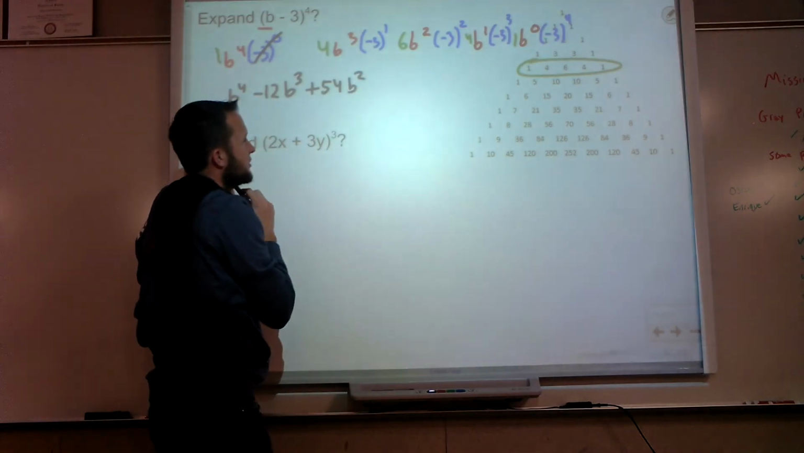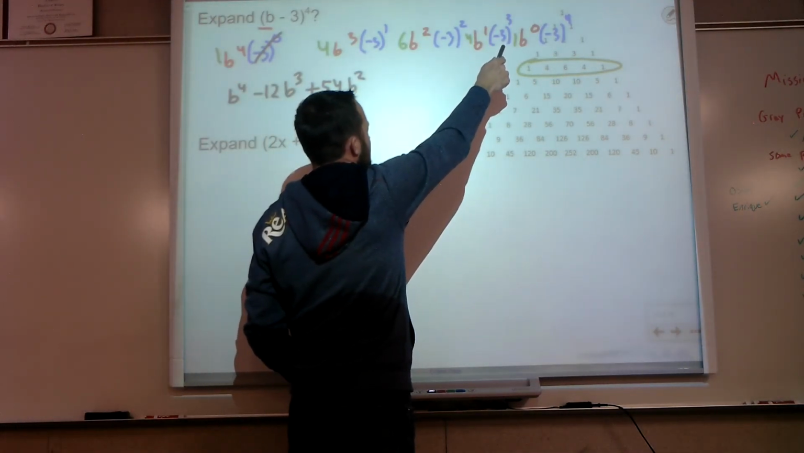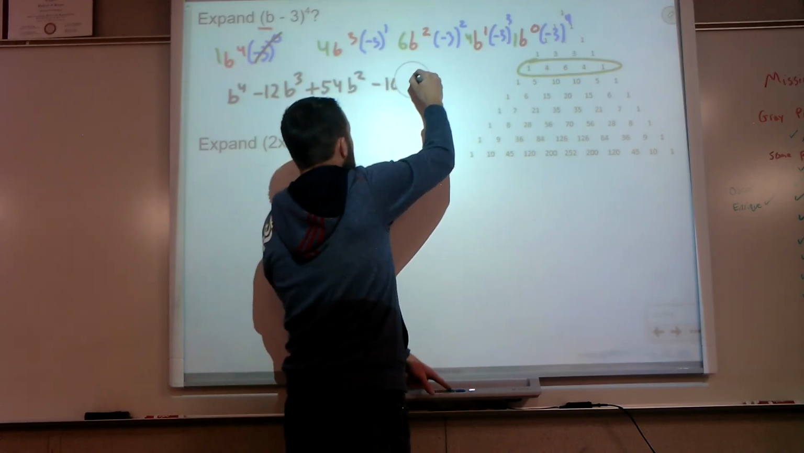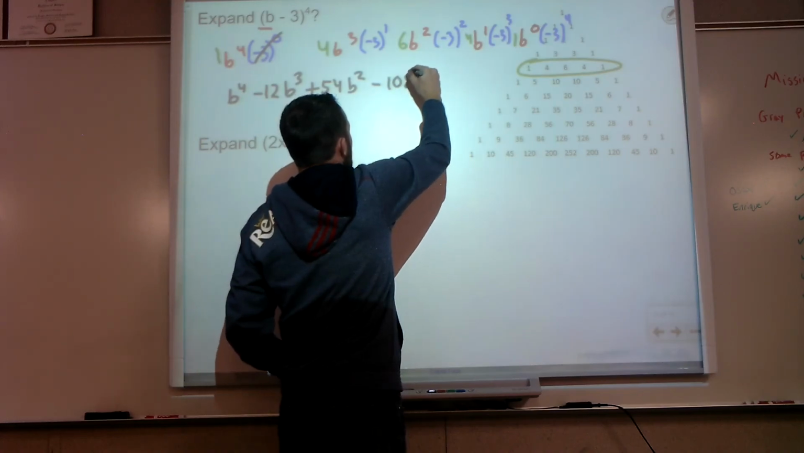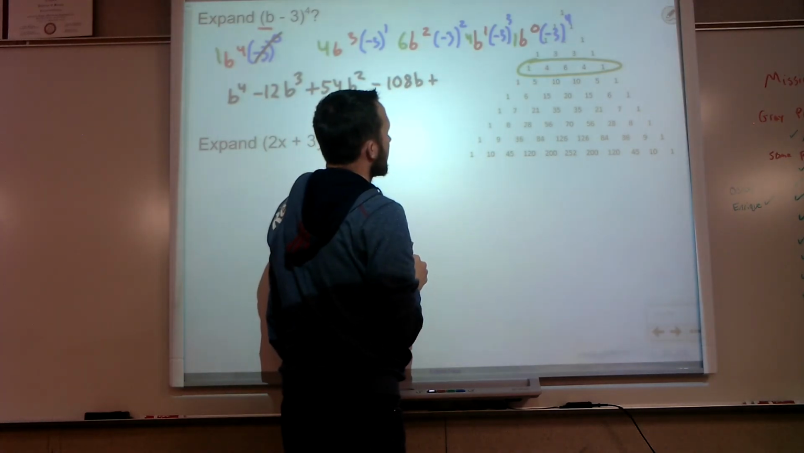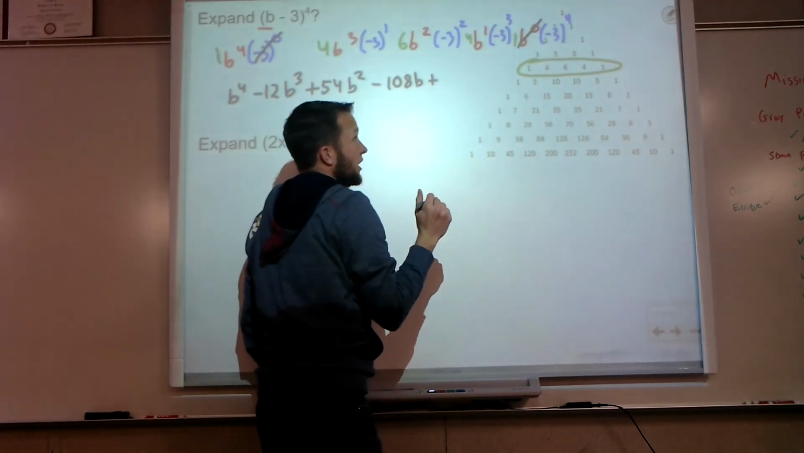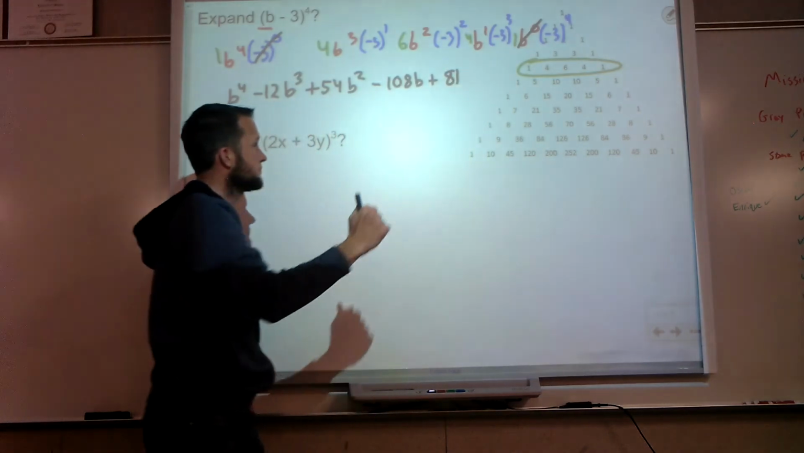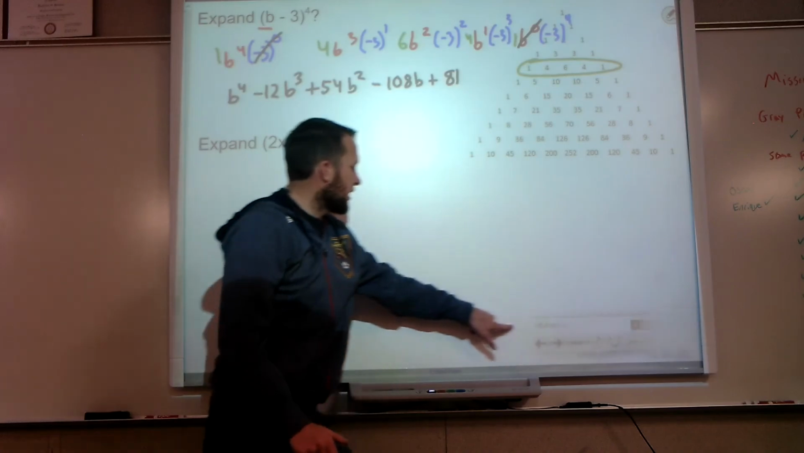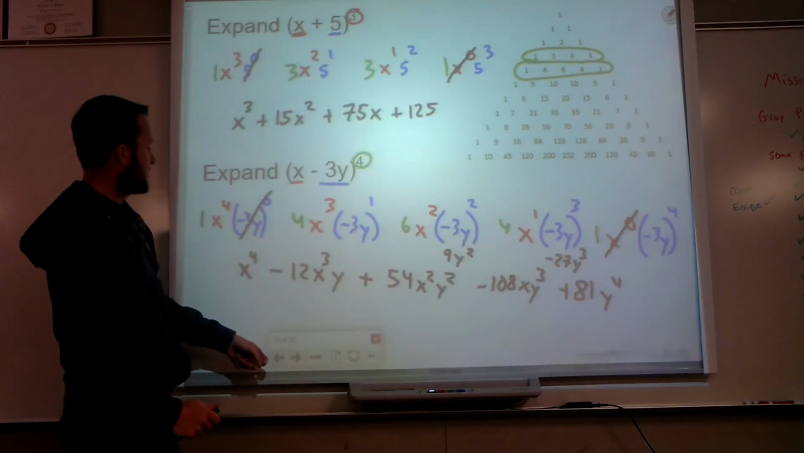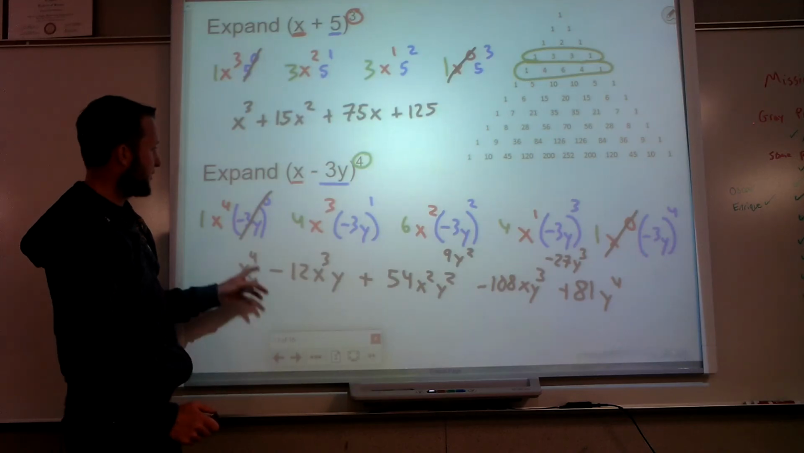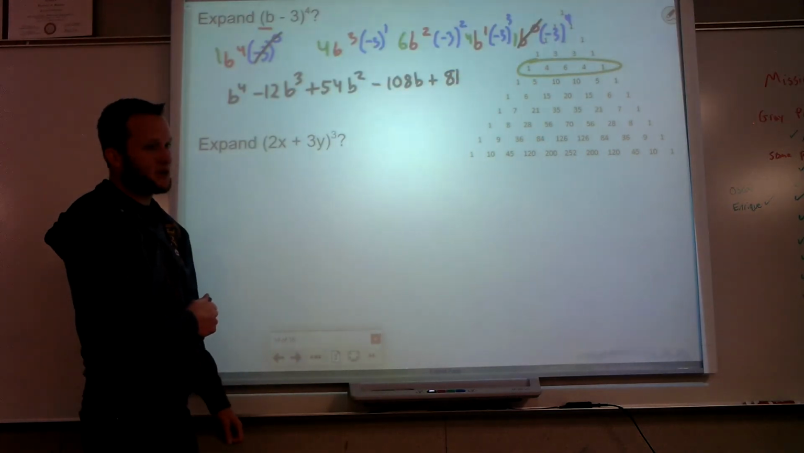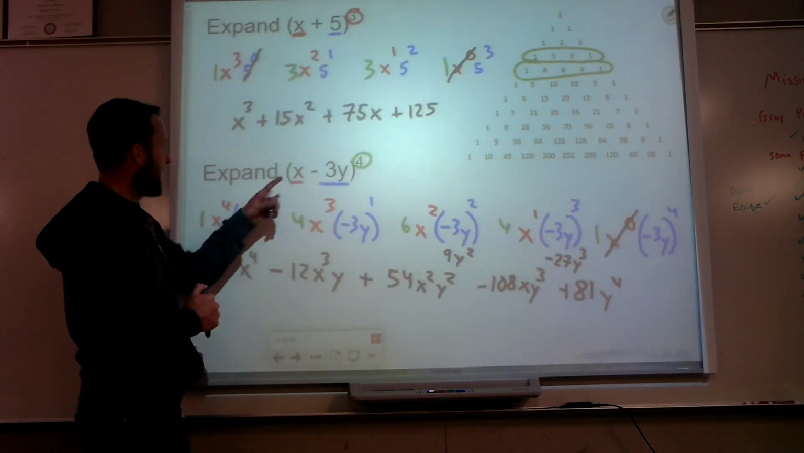I feel like we're seeing similar numbers to the last one. Negative 3 cubed is negative 27. Negative 27 times 4 is negative 108, b. And then b to the 0 is 1. Negative 3 to the 4th is going to be a positive 81. I want to go back and check. We saw similar numbers to one that we saw before, before we multiplied it out: negative 12, 54, 1, negative 108. Yeah, so we're seeing similar numbers there, but we didn't have 2 variables.